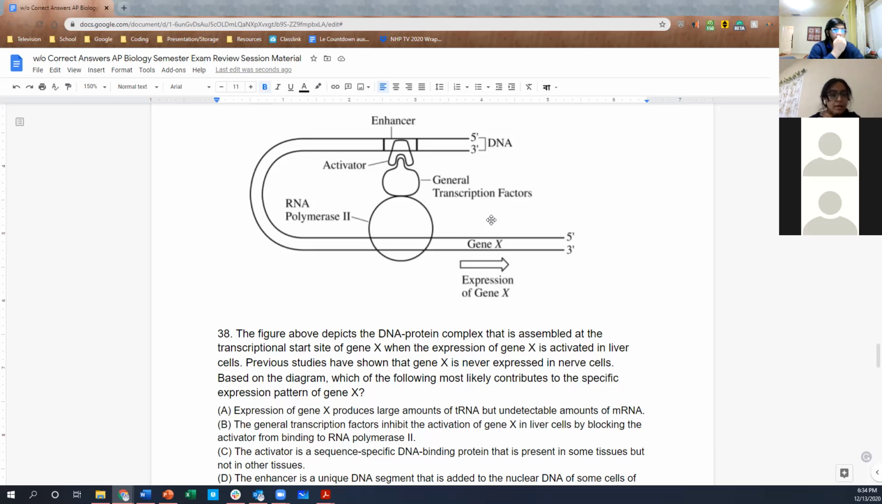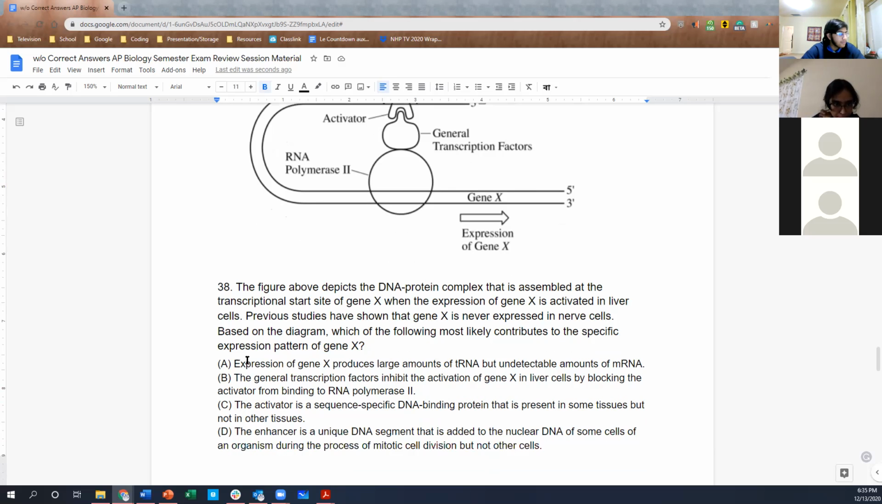Yeah, sure. The figure above depicts the DNA protein complex that is assembled at the transcriptional start site of gene X when the expression of gene X is activated in liver cells. Previous studies have shown that gene X is never expressed in nerve cells. Based on the diagram, which of the following most likely contributes to the specific expression pattern of gene X?